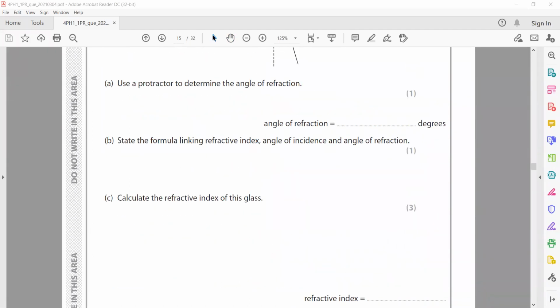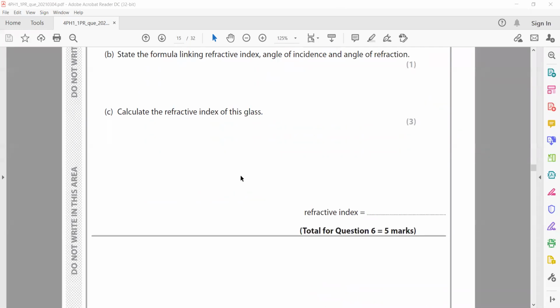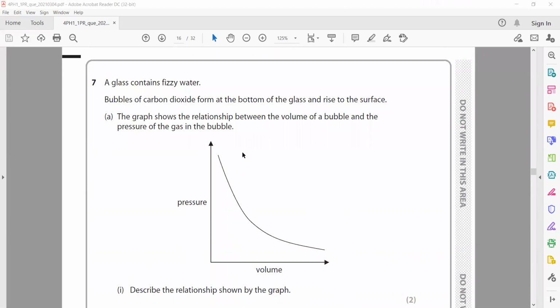State a formula for refractive index. Because moving from air to glass, it is sine angle I over sine angle R. The angle of incidence is 29 and the angle of refraction is 17. We'll get the refractive index, but refractive index does not have any unit, so it will be 1.7 without any unit, because it is a ratio comparing the capability of the medium to bend the light.